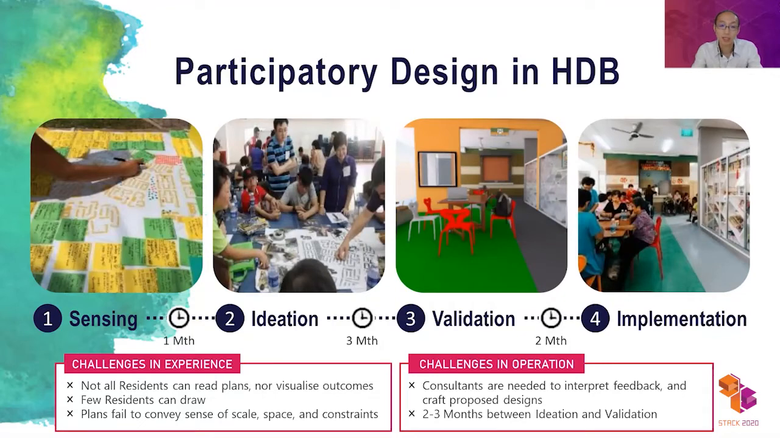And in terms of our operations, there are also some challenges in that consultants need to actually interpret this feedback from a divergent range of participants and need to craft a proposed design taking into account everybody. That takes time. That takes about 2 to 3 months typically between the ideation and validation stage. So what this means is that we need to hold 2 separate events with 2 separate logistical arrangements.